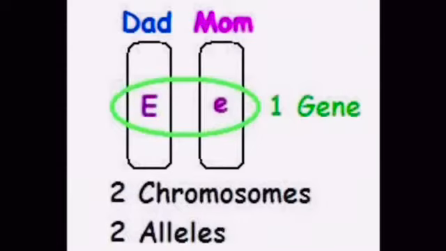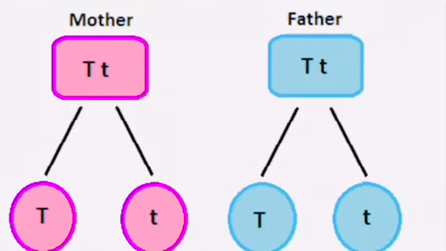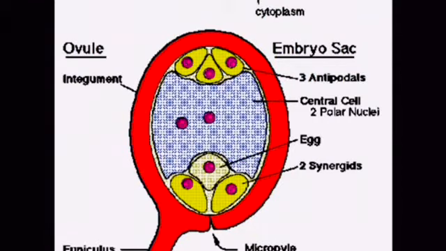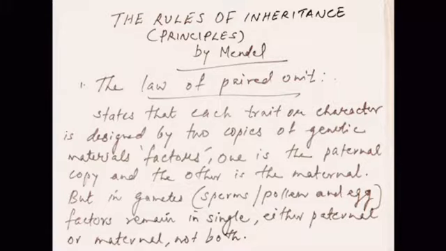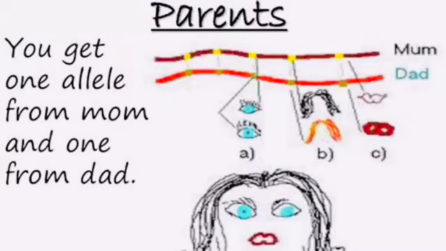But in the gametes, for example, pollen in case of plants and egg, the female gamete, these factors remain single, never in pairs. This was the law he framed based on the first experiment, the law of paired units. What did he say? Each trait or character, the blueprint, is in two copies of factors. One is the paternal factor, the other is the maternal factor in sexual mode of reproduction.